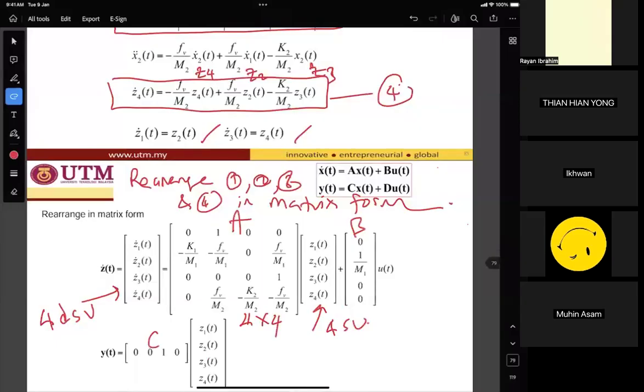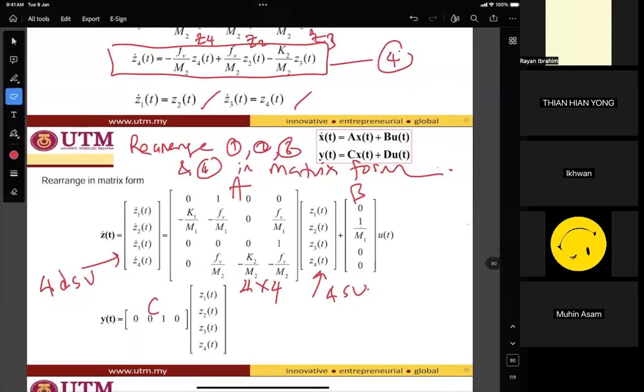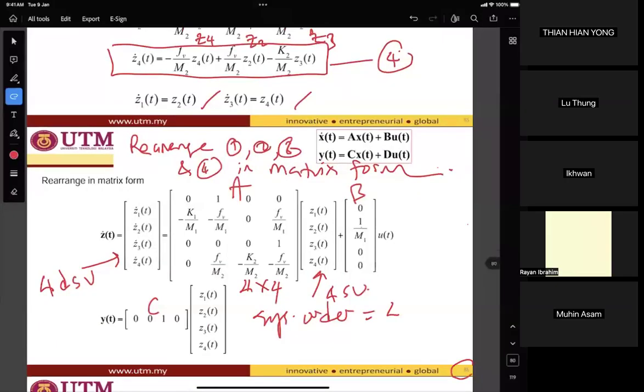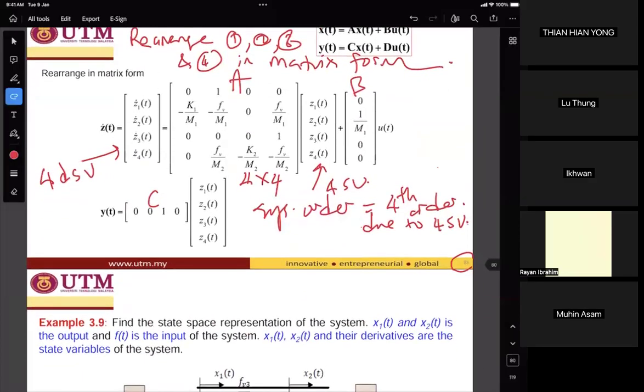Uzair, what can you see on slide 86? What is the system order? 4. Why? Because there are 4 state variables. What is the size of matrix A, Uzair? 4 by 4. Matrix B, size? 4 by 1. Matrix C? 1 by 4.